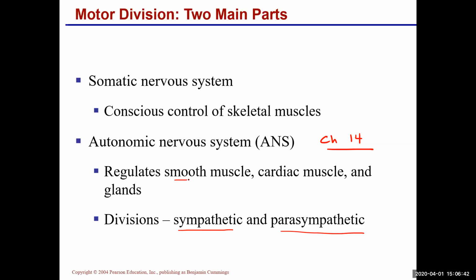In this case, what's being regulated, or the effector organs, would be smooth muscles, cardiac muscles, and glands. Again, autonomic means automatic. So we don't have much regulation under our voluntary or conscious control. In other words, if you exercise, your heart rate automatically goes up, right? You won't be able to stop that when you're exercising, right?